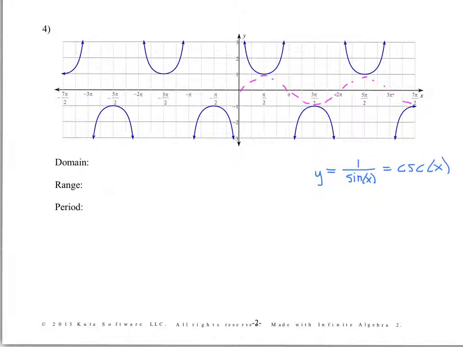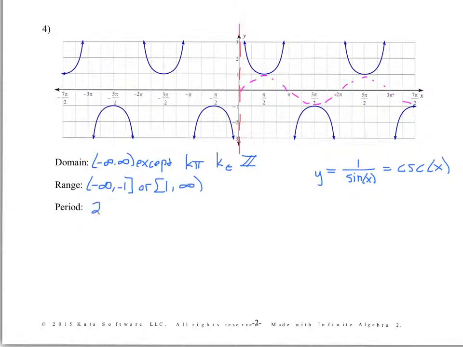The domain, you have to pick one of the vertical asymptotes, like this one. So we say the domain, all real numbers, except 0 plus k pi, which is just k pi, where k is an integer. Our range, negative infinity to -1, or 1 to infinity, and our period, 2 pi. How far do we travel on the x-axis before it starts repeating? 2 pi.